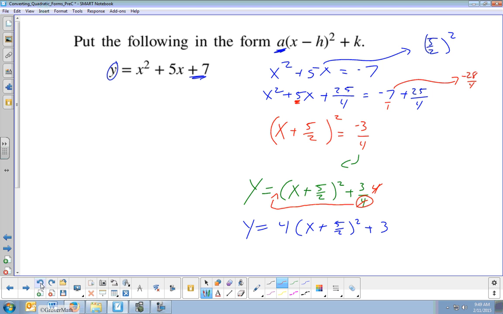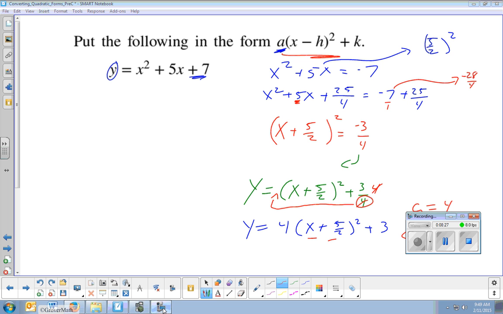I don't multiply these pieces by 4 because that would require distribution, and I don't want to do that because I want to keep it like it is here. So this would now mean a equals 4, the number in front of the parentheses, h equals negative 5 over 2. Remember the opposite sign in here because this actually means left 5 over 2. And k equals 3. So from this, I get my vertex, my axis of symmetry, and everything, and it talks about transformations, but that's the whole deal there.